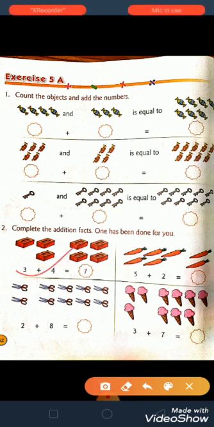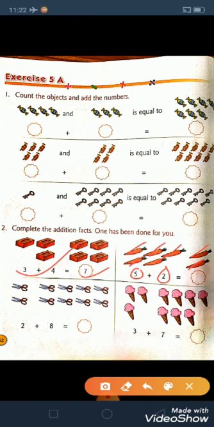Okay, the first one has been done for us. Here 3 plus 4, total 7 bricks are there. Now we have to count the carrots. So at first 5 carrots are there. 1 2 3 4 5. 5 is already written. Here 2 is already written. In total how much? You can count it children. 1 2 3 4 5 6 7.